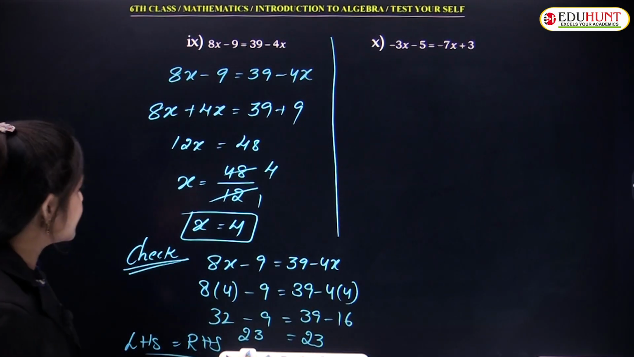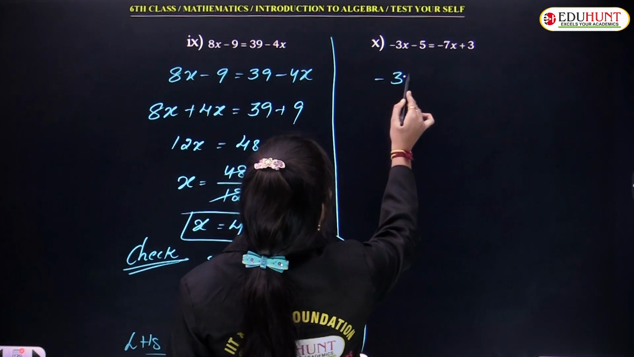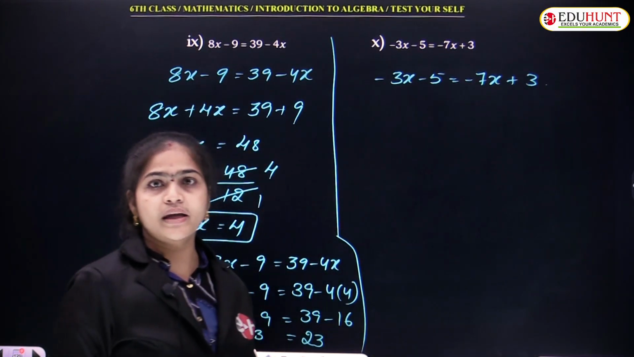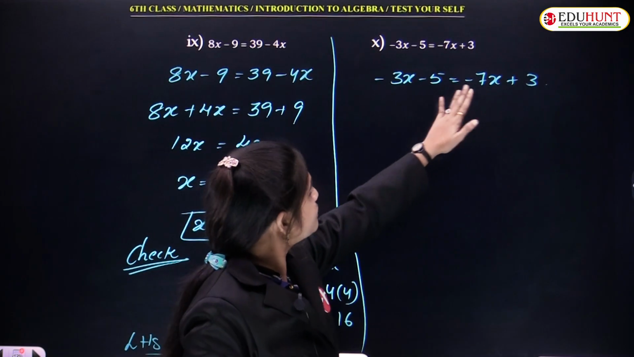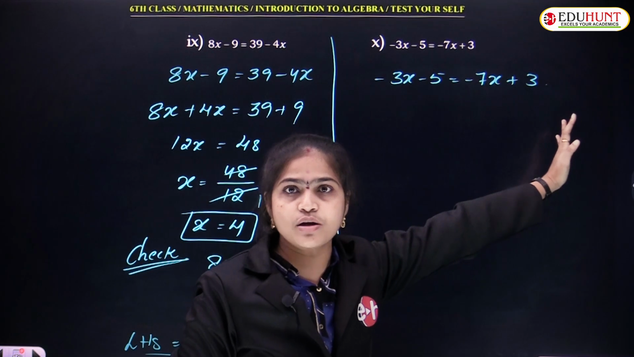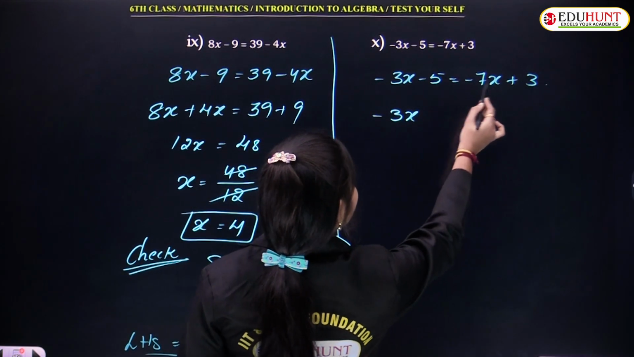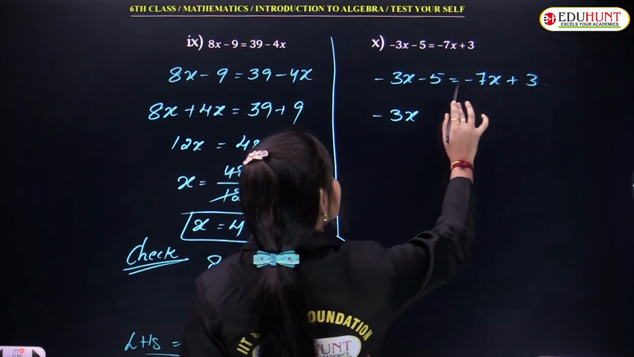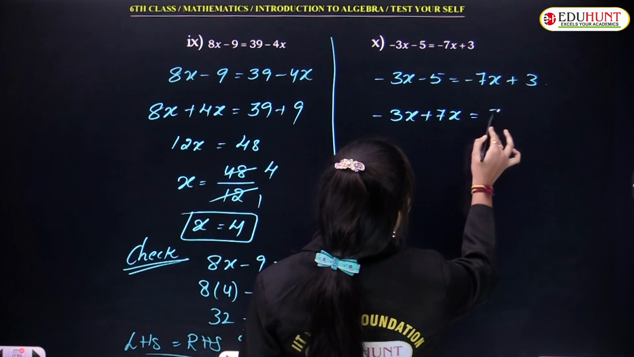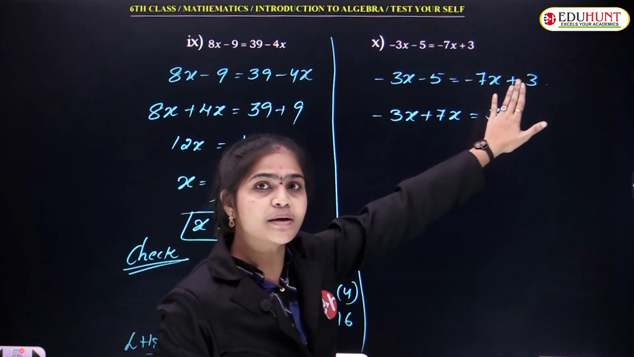Am I clear to you? Yes. Now come to the 10th question: minus 3x minus 5 is equal to minus 7x plus 3. Again the same process: all the variable terms we should write at the LHS side, and all the constant values at the RHS side. Here minus 7x is on the RHS, so minus 7x becomes plus 7x. On the RHS we have 3, and here we have minus 5, so minus 5 becomes plus 5.